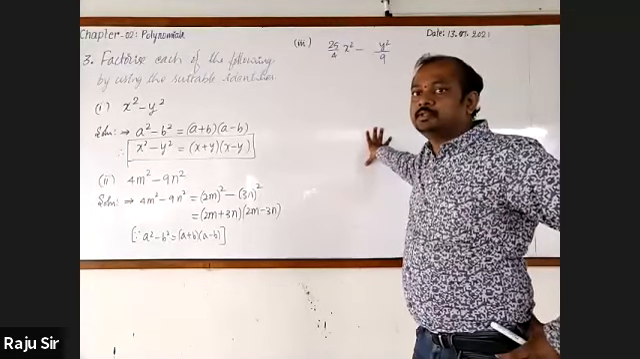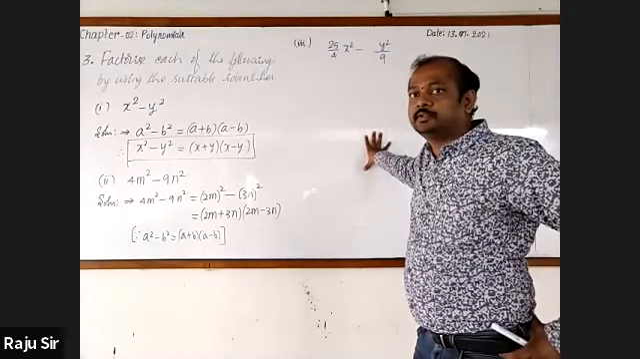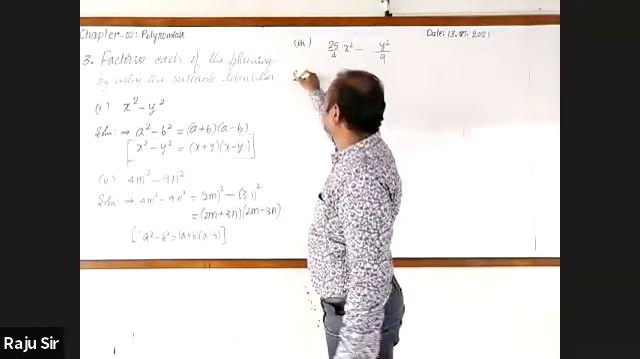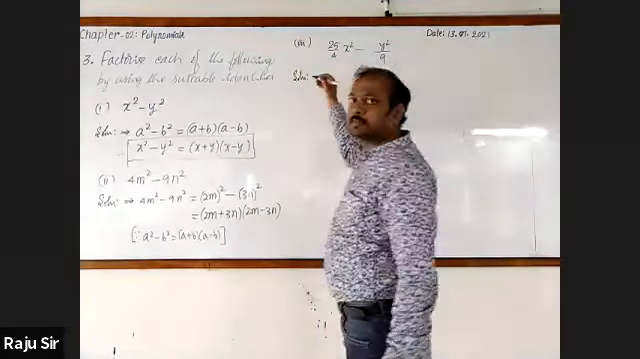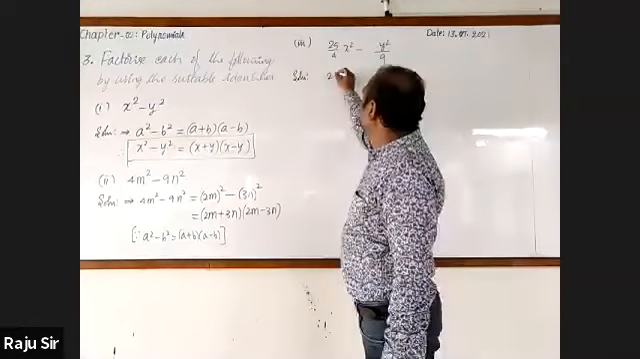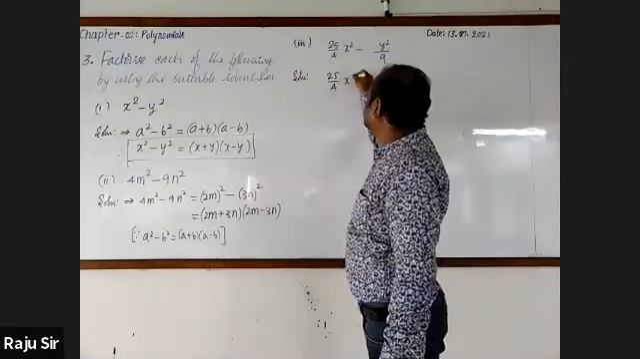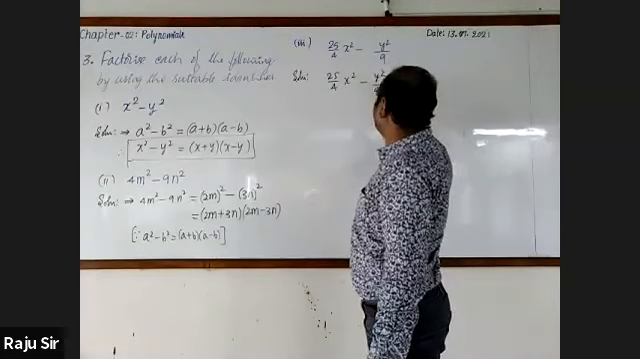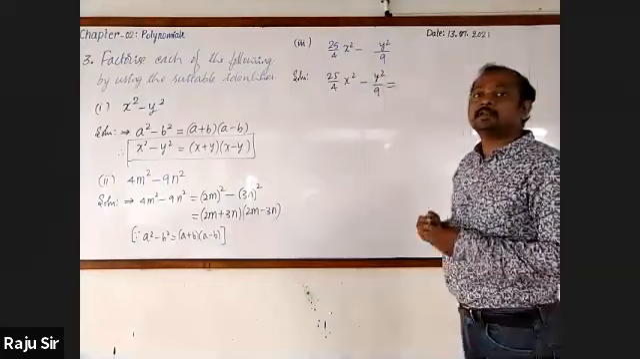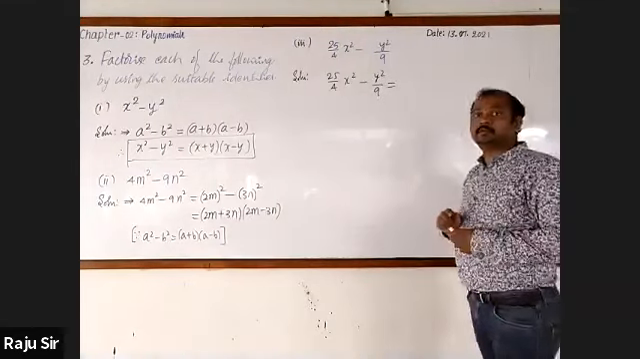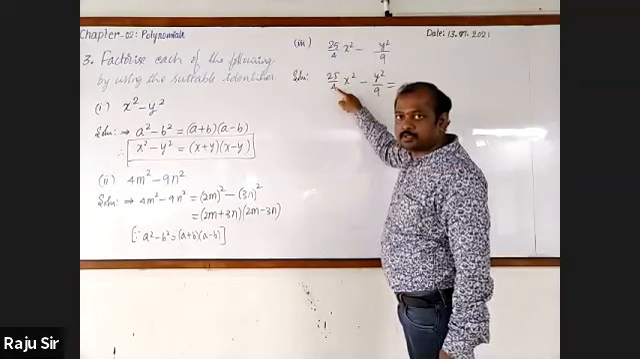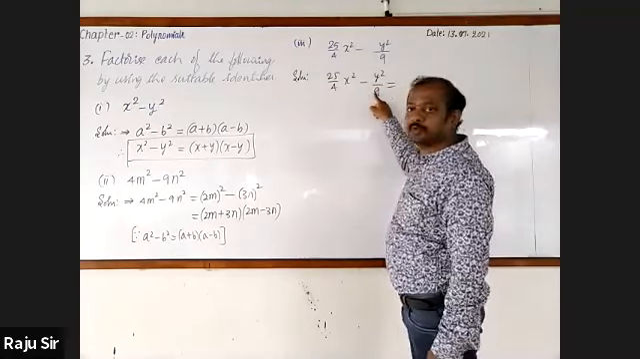Akshay, you are right. You told correct. Very good. First, write the given statement as 25 by 4 x square minus y square by 9. Please observe the terms; it's very important. Here 25 is a perfect square, 4 is a perfect square, 9 is a perfect square.